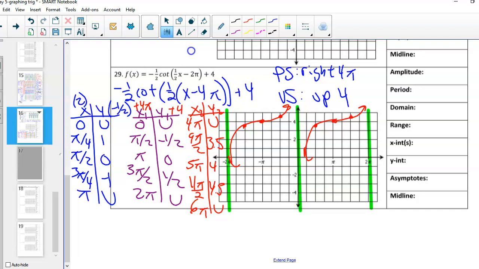For this one, because it was reflected, it now looks like a tangent graph instead of a cotangent graph. Sometimes that will happen. Just like when you reflect secant and cosecant, they will look like each other. Questions on the actual graph piece?